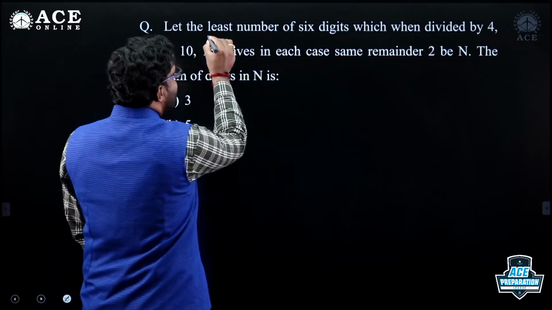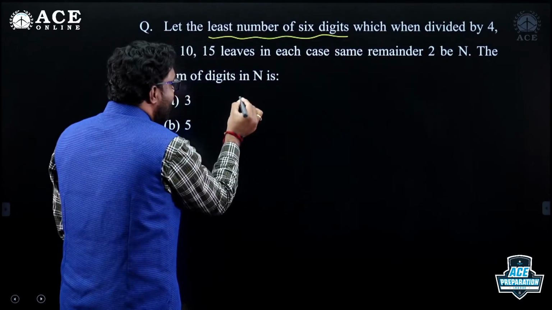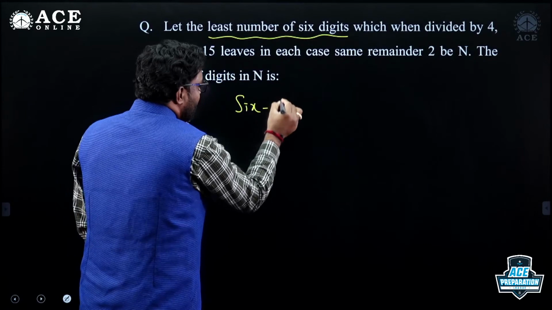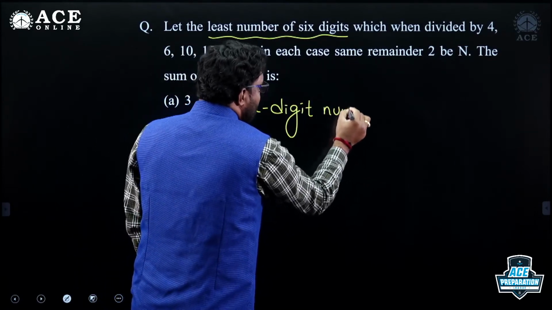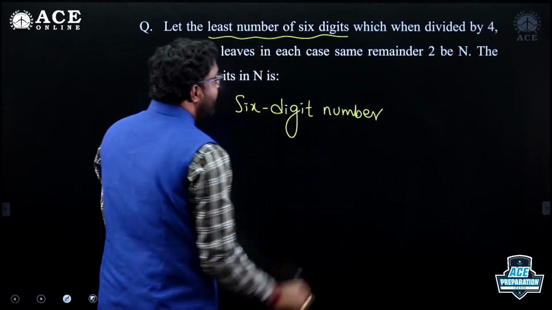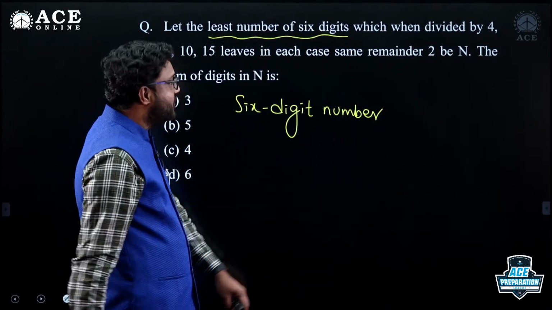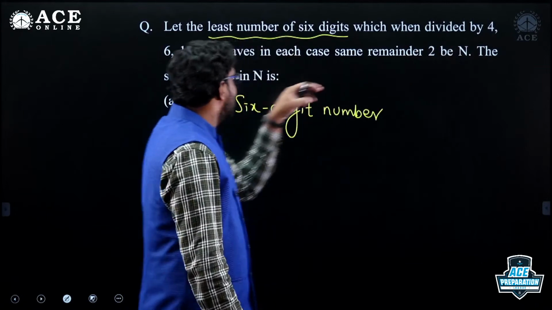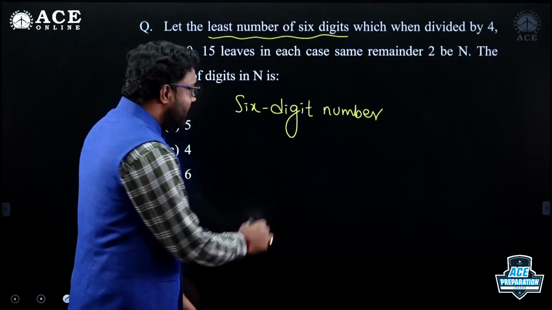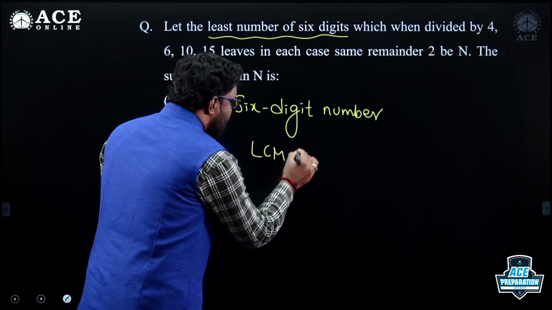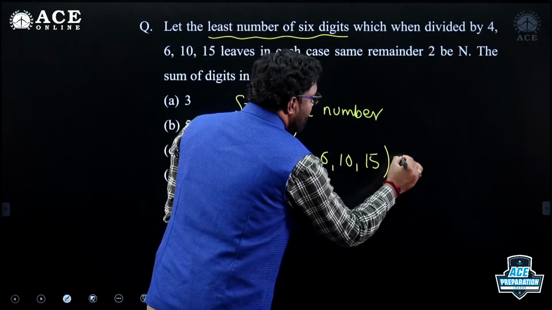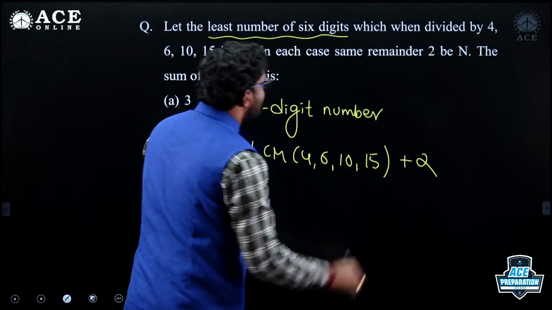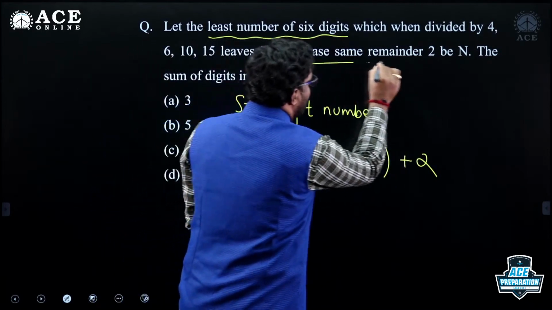Now here, the least 6-digit number, which when divided by the group of numbers 4, 6, 10 and 15, leaves remainder 2 in each case. Okay, in each case the same remainder 2.